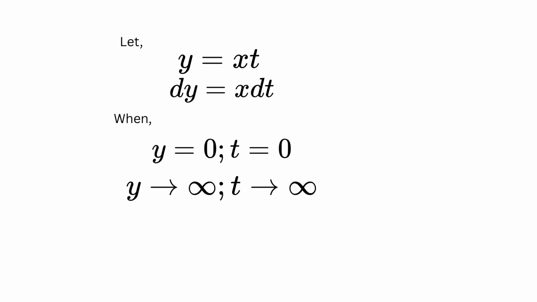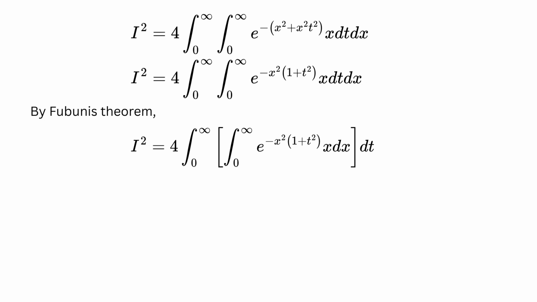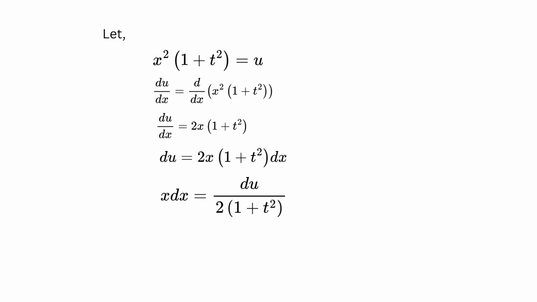Now let us introduce a new variable t such that y equals xt. So dy equals x dt. When y equals 0, t equals 0, and as y tends to infinity, t tends to infinity. Now we put in our substitution and then we interchange dt and dx by Fubini's theorem. Now we make a u substitution such that u equals x squared times 1 plus t squared. Then we find value of du and x dx.